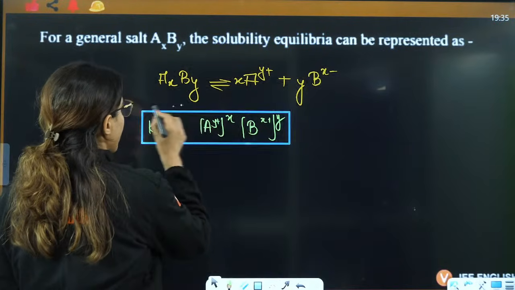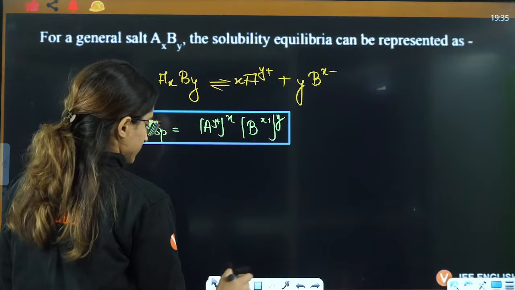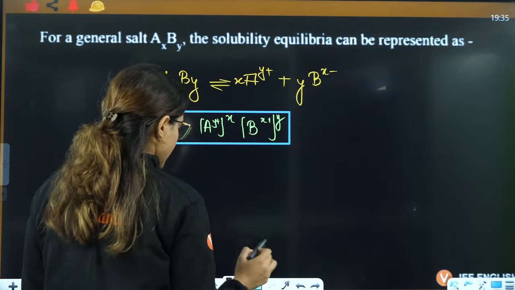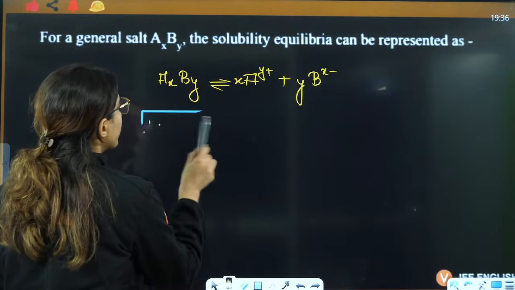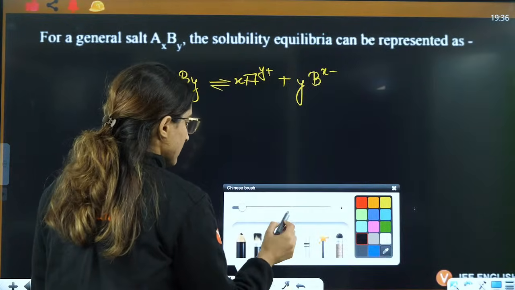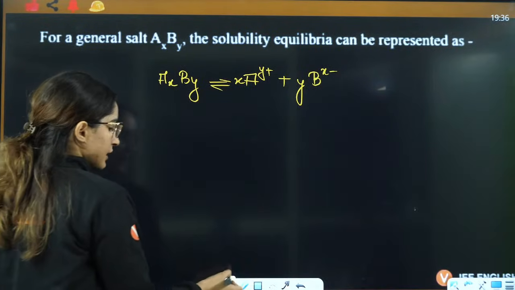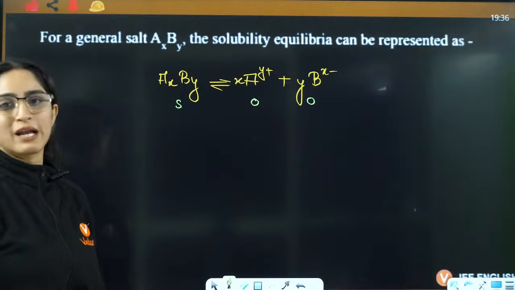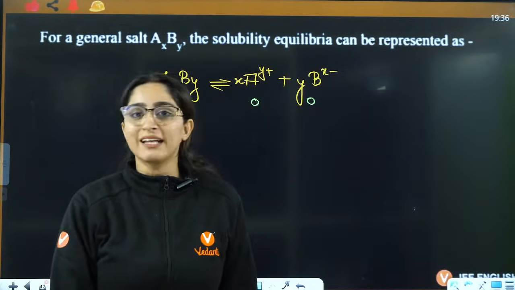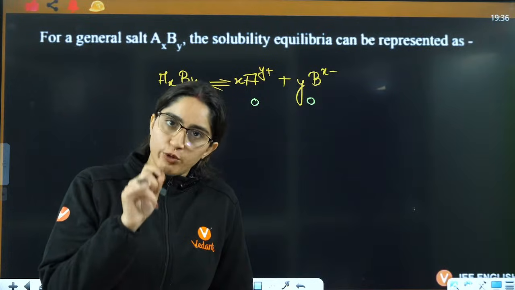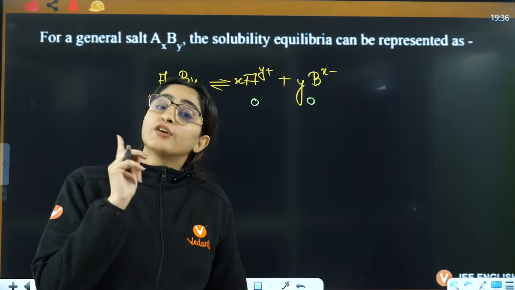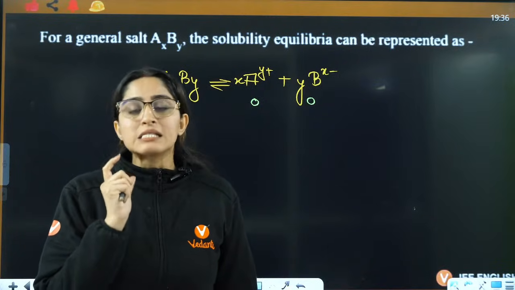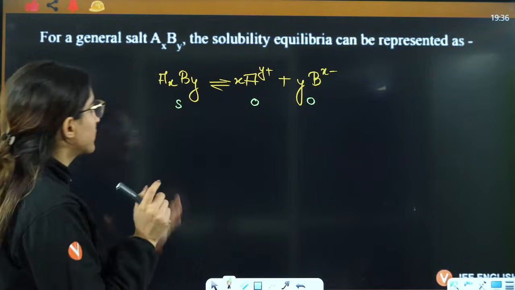Now, another thing that you must know, I'll erase that and write it again, because now you need to convert it into solubilities. Initially here it is S, this is 0, this is 0. Just like Kc is written in the form of concentration and Kp in the form of pressure, Ksp is written in the form of solubility. So we'll write solubility here, right?